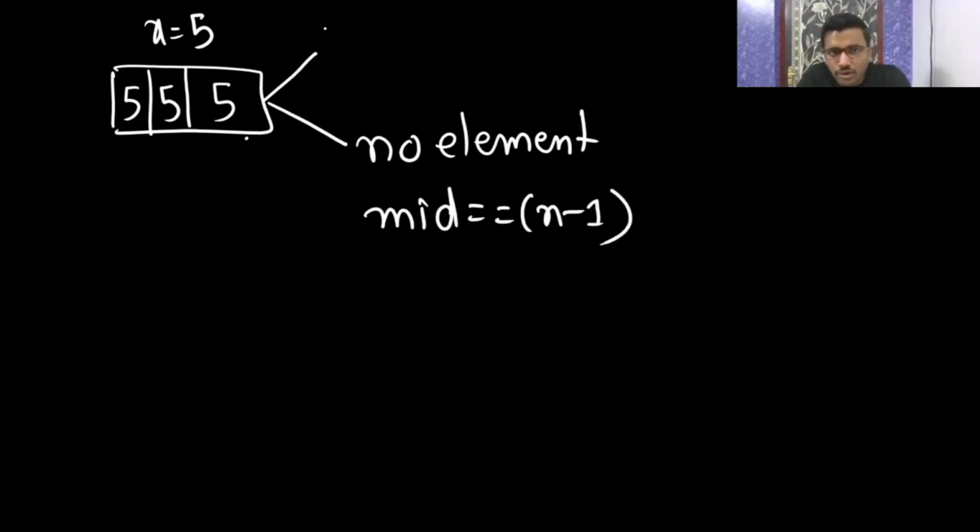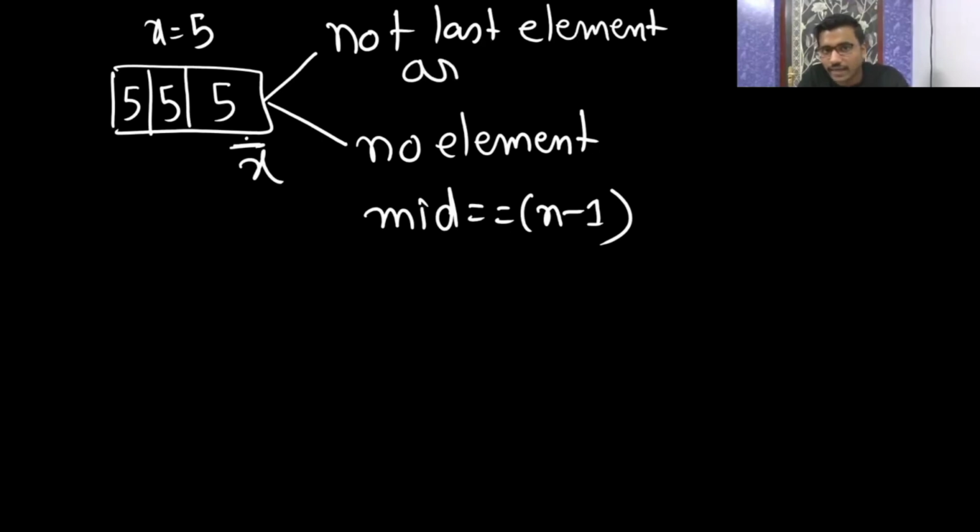And if it is not the last element, meaning the array is not finished, then we need to check that x should be smaller than array of mid plus 1, that index, because this is the mid.